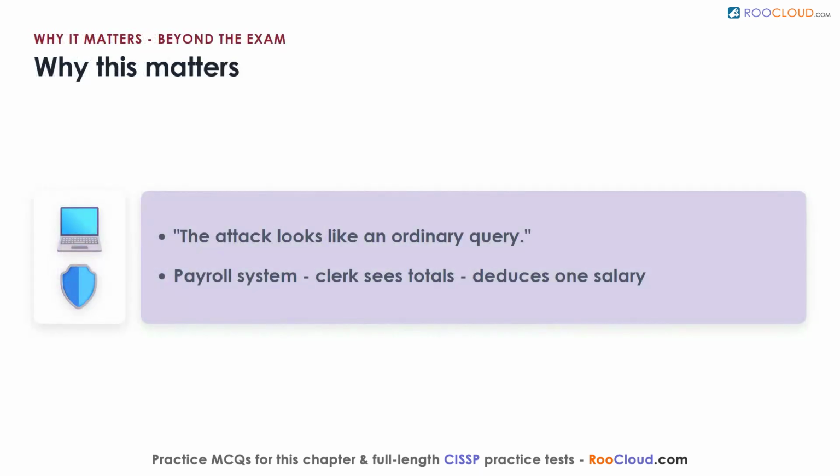Why does this matter beyond the exam? Because attacks on databases rarely look like break-ins. They often look like ordinary, authorized queries that quietly add up to something forbidden. Imagine a government payroll system where a clerk can see totals, but not individual salaries. The real danger is not a stolen password. It is the clerk deducing one person's pay from a series of legitimate lookups. Knowing these subtle threats lets you close doors an attacker would otherwise walk through in plain sight.